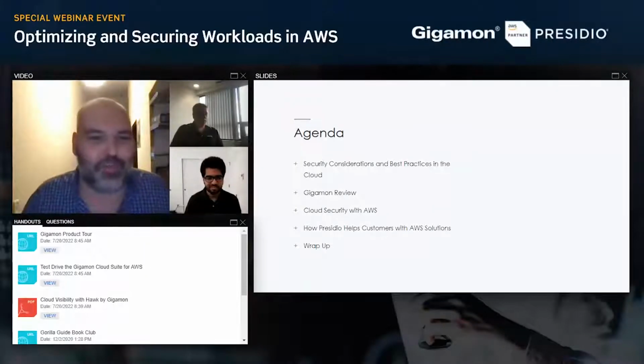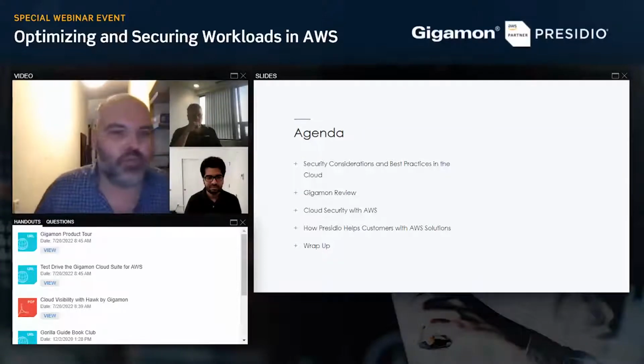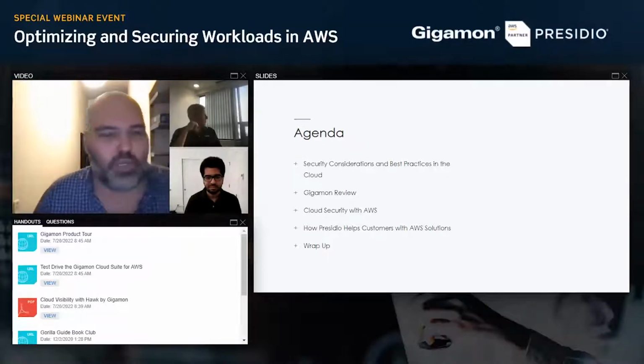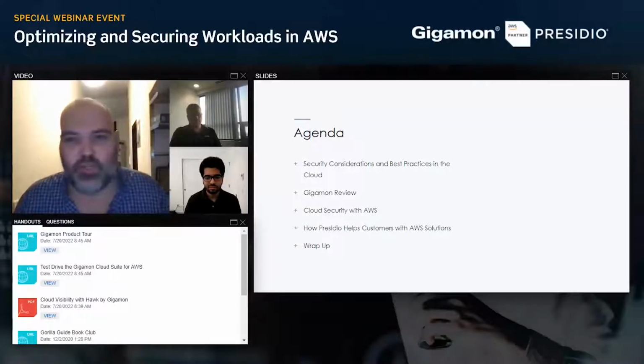So first, we'll talk about security considerations and best practices in the cloud, specifically AWS. We'll do a quick Gigamon review, just a few seconds there, because I know the topic of today is securing workloads in AWS, but kind of how we play into that. And then we'll talk about how Presidio helps customers with AWS solutions. And then we'll wrap it up.